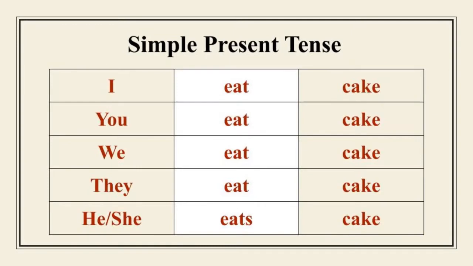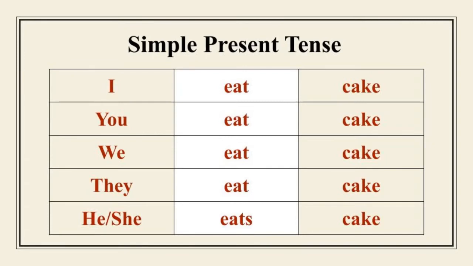Okay, students, let us see some more examples. Look here, a tabular column is given. This table is divided into three columns. The first column is the subject column and the second column is verb. It means action words. And the last column is the object column. Look here, we used subject as I, you, we, they, he or she.